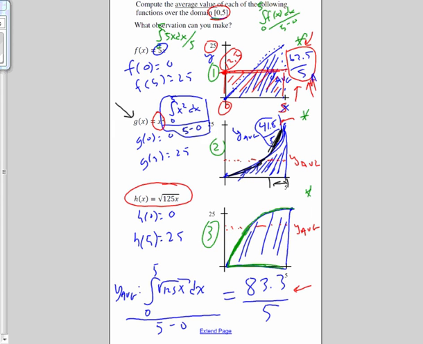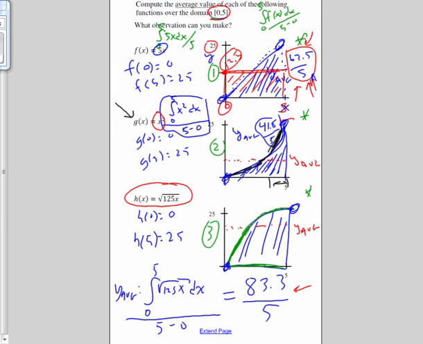The summary being that all three of these functions start at the origin and end at the point (5, 25). But because of their shape, because of which functions got bigger faster, different functions have larger average values than the others.